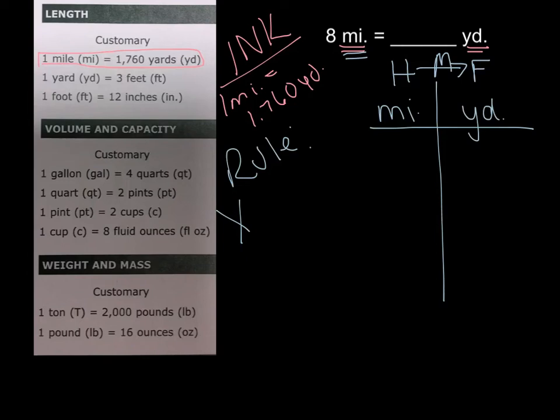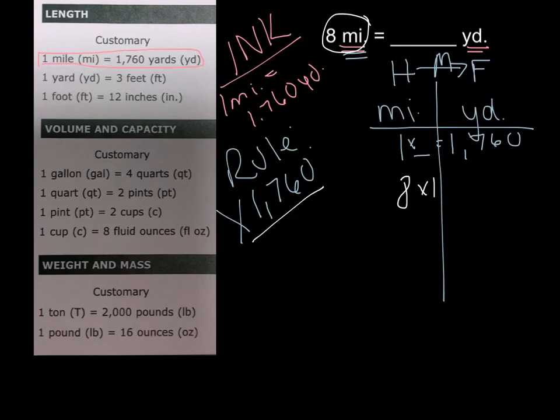I'm going to put my important information, my ink, into my chart. 1 mile, so 1 goes over here, equals 1,760 yards. So when I ask myself, 1 times what equals 1,760, I know that 1 times 1,760 equals 1,760. I'm going to go back to my problem and look at the number I have. I have 8 miles, so it's going to go in the 8 column. I know that I'm going to follow my rule, so 8 times 1,760 is going to equal my answer.